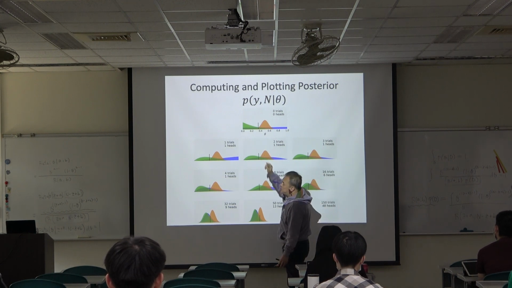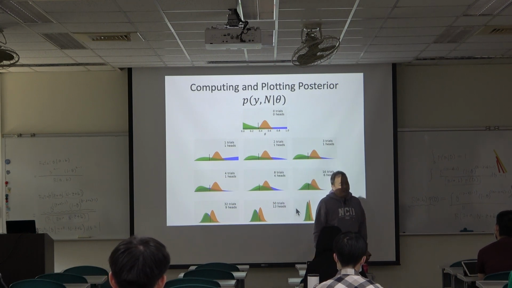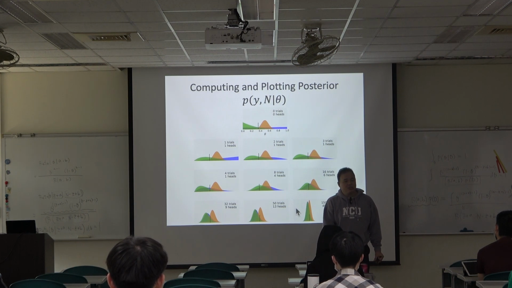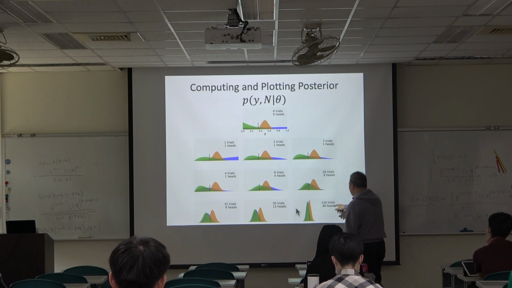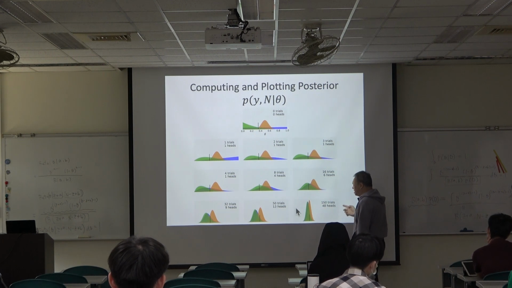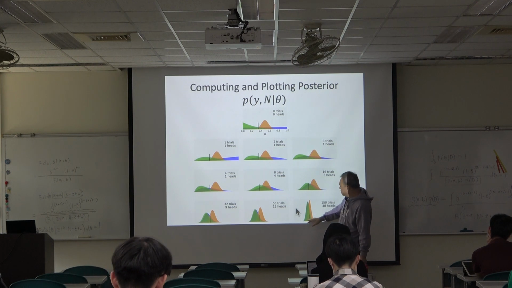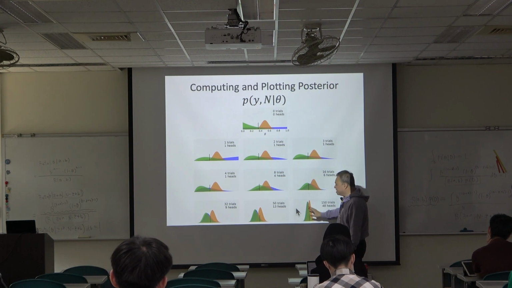Regardless of the prior, when you have a lot of data, the posterior will converge. You can see when you have 150 throws and 48 of them are tails, then you can see these three distributions sort of merge together, right?